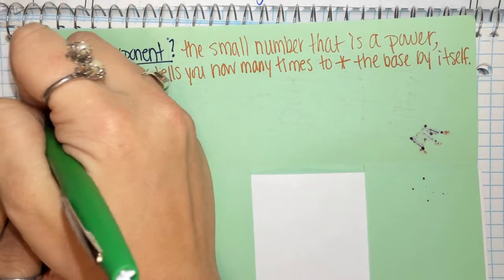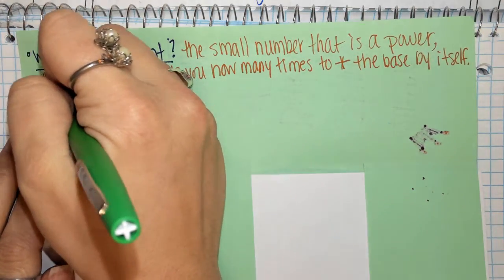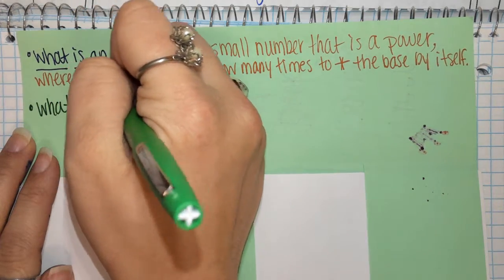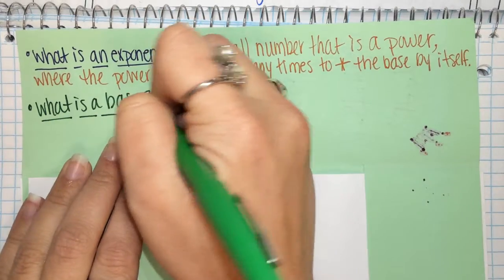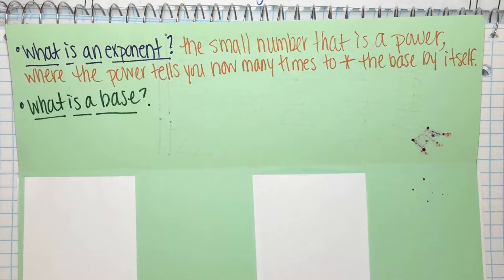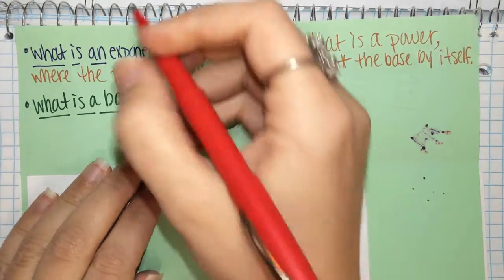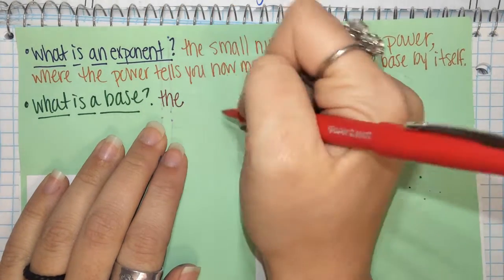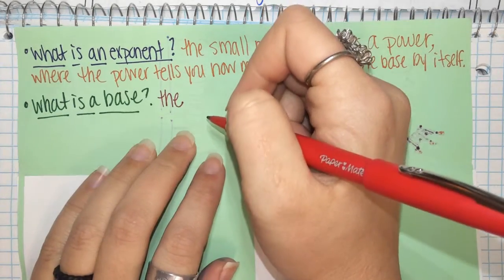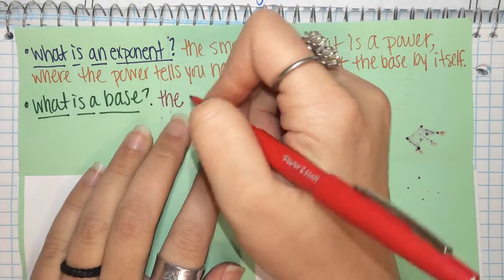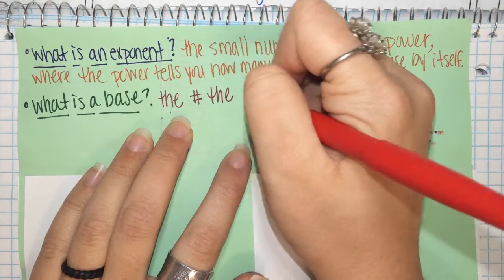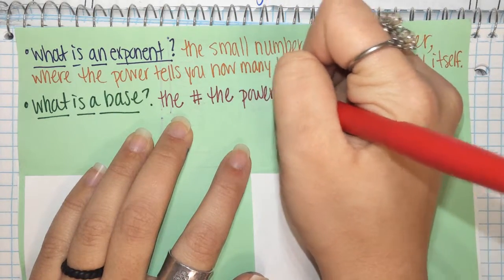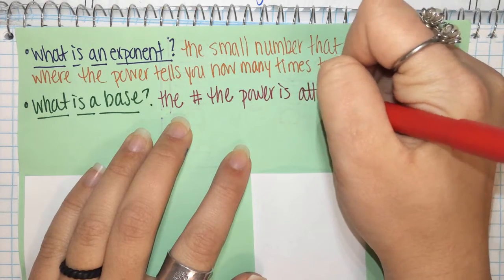Now, with that being said, what is a base? The number that it's attached to. The big number, right? The number that is attached to, is that what you said? Ooh, I like that. Take a point. The number the power is attached to. Can we say it that way? Awesome. Love it. I'm going to fix it. The number the power is attached to.